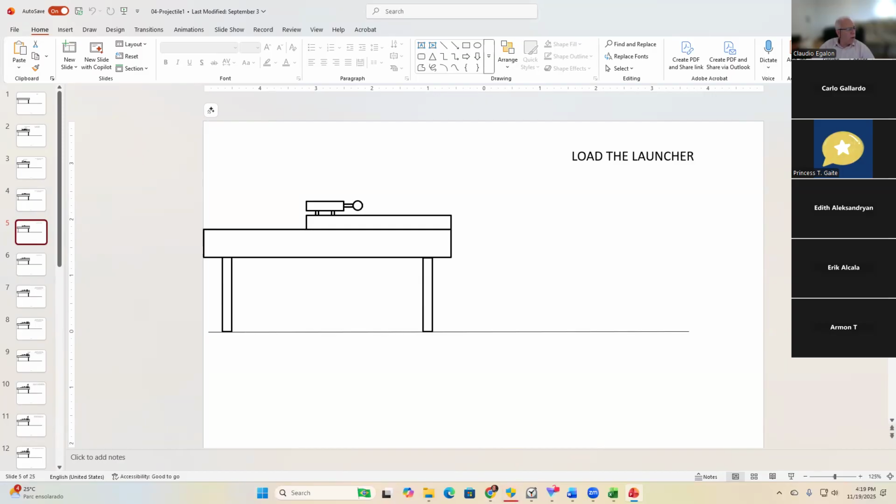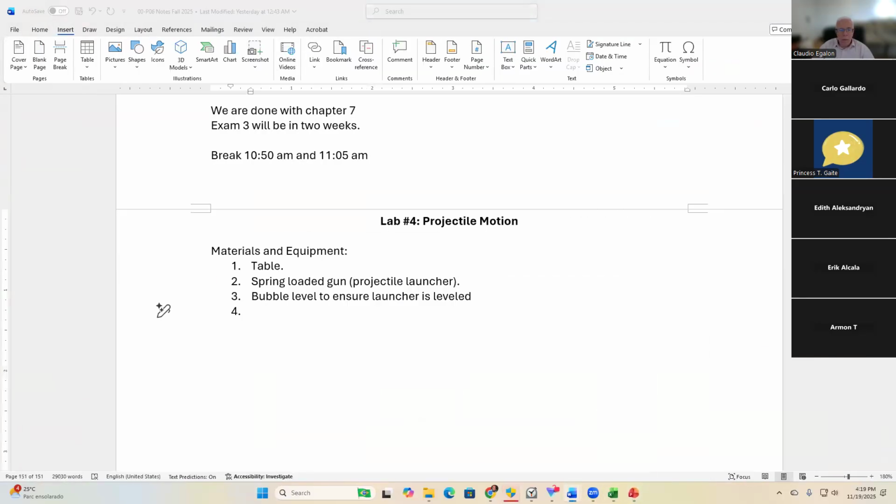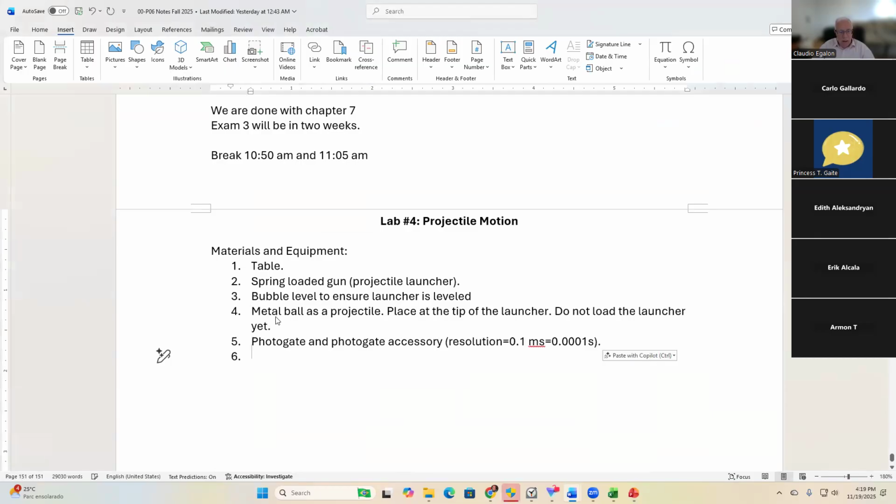What else do we need for this experiment? Let's see here. Bubble level. I gotta put the metal ball here. Metal ball as a projectile. Place it at the tip of the launcher, but do not load it yet. I tell my students when they're doing the experiment, do not load it yet, because if it fires accidentally, it can hit someone. Okay. Do not load the launcher yet.